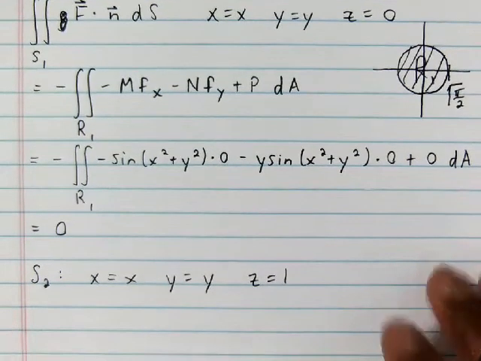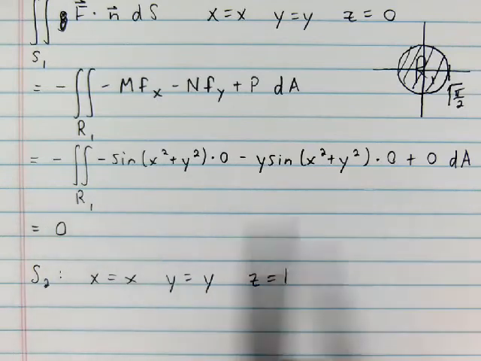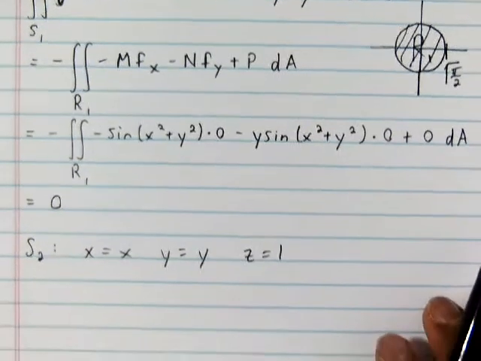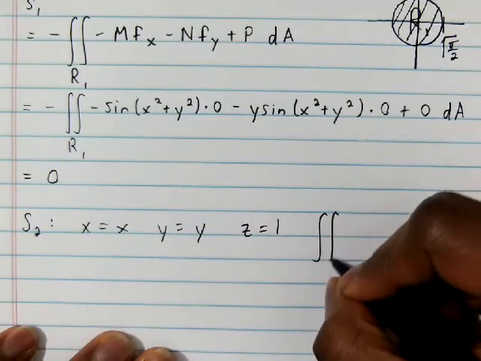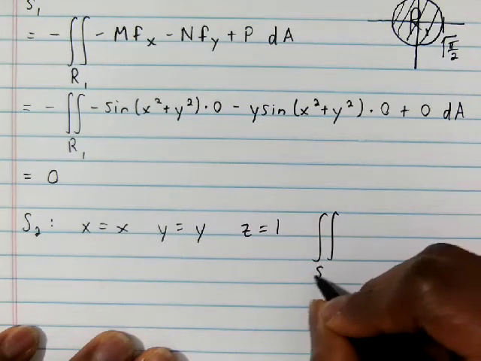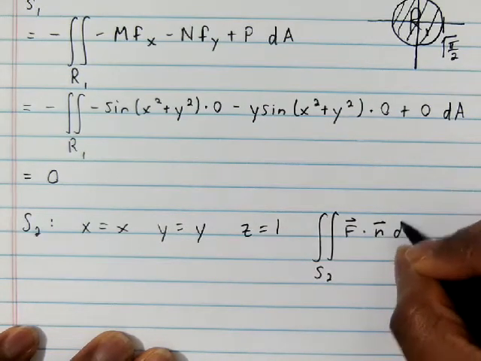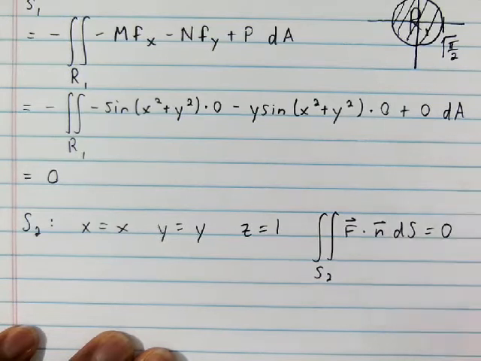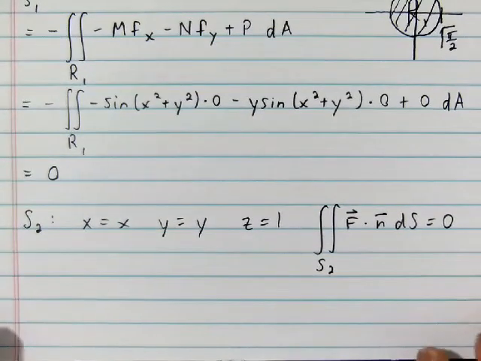So this integral here for this part is going to be identical to that thing. We're going to get 0 for that as well. So the surface integral over S2 of F dot n dS is also 0. So now our work is mainly going to lie in S3.